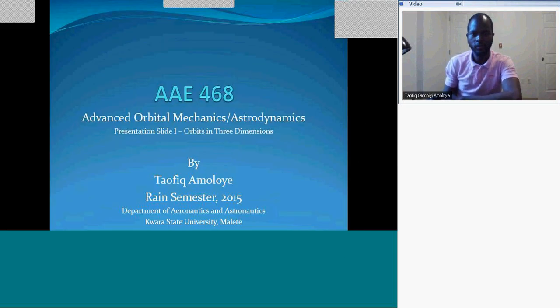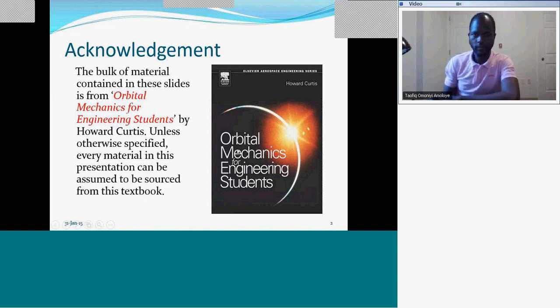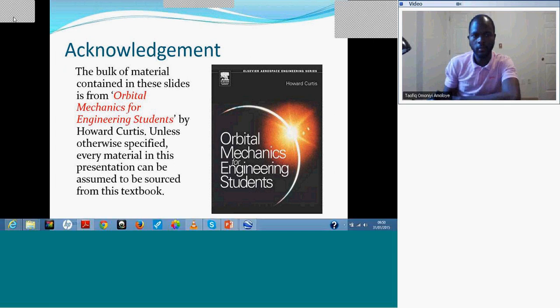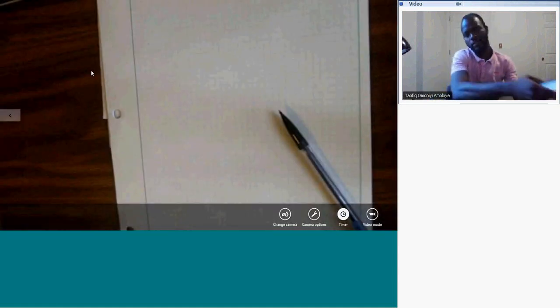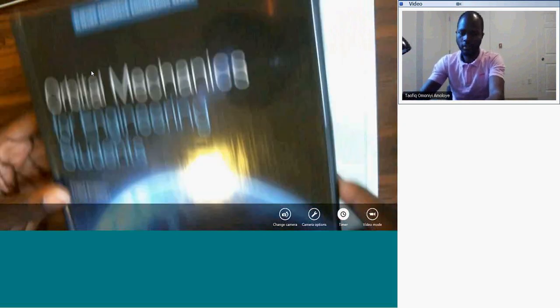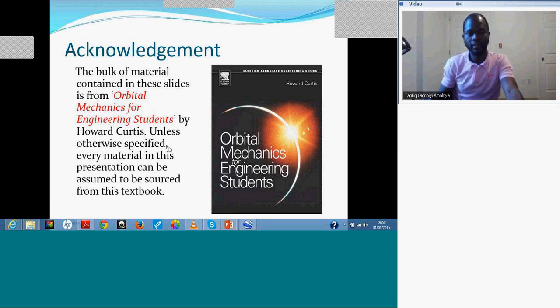So that said, we go back to our slide. The bulk of the material in this slide is from the reference text, Orbital Mechanics for Engineering Students. I know the library has the earlier edition of this textbook. I've also got my own copy of the latest edition, Orbital Mechanics for Engineering Students by Howard Curtis. We will occasionally be making references to the latest edition, so I suggest you borrow the hard copy from the library for your use.